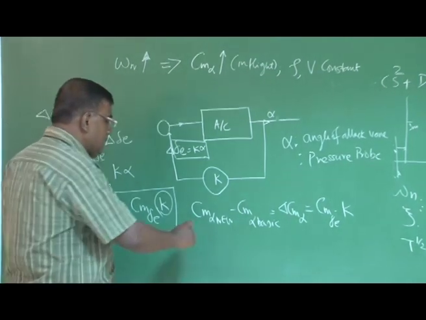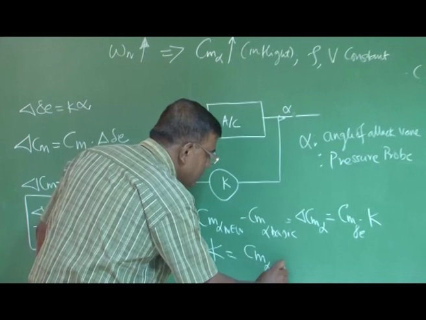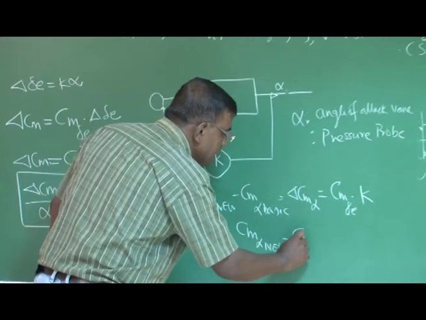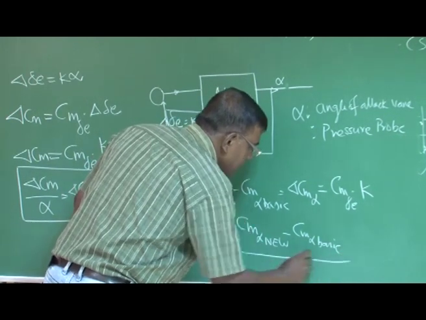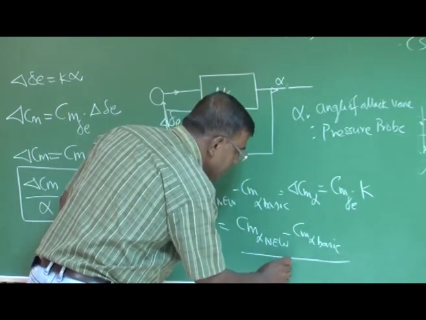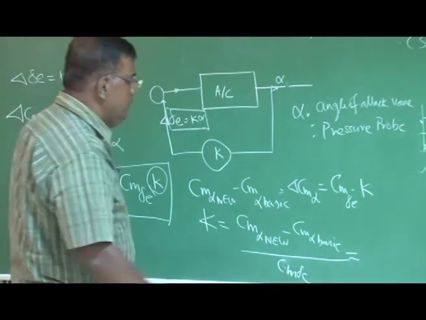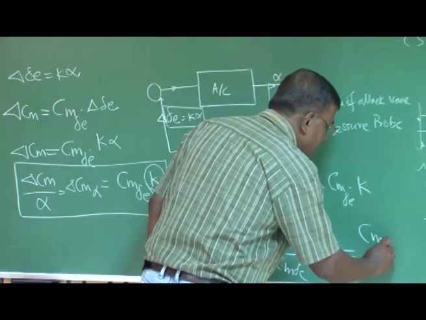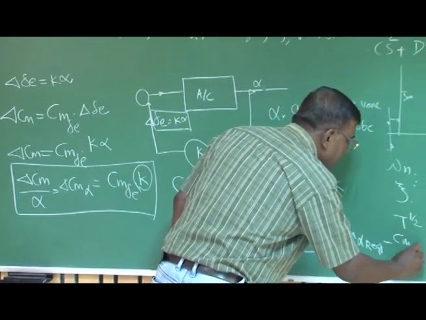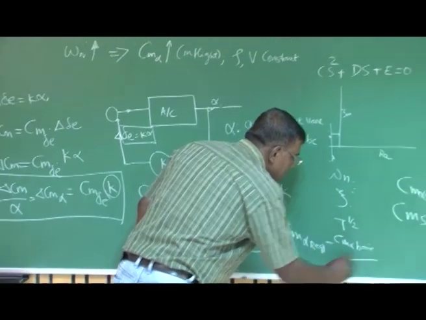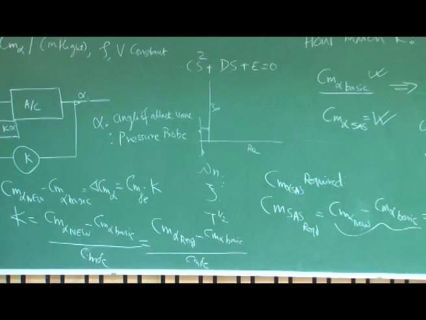So, what is K? K becomes Cm alpha new minus Cm alpha basic, divided by Cm delta E. And in the textbook you will find this is also written as Cm alpha required minus Cm alpha basic divided by Cm delta E. That gives the value of K.